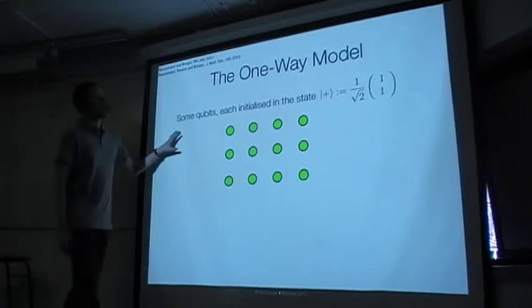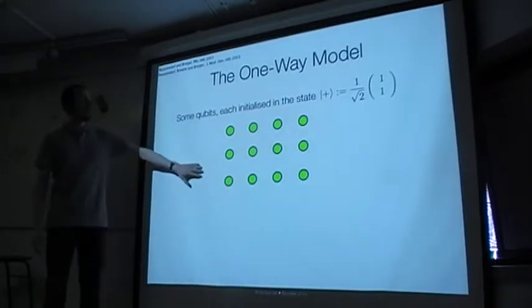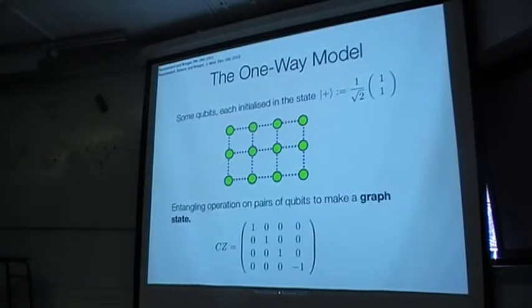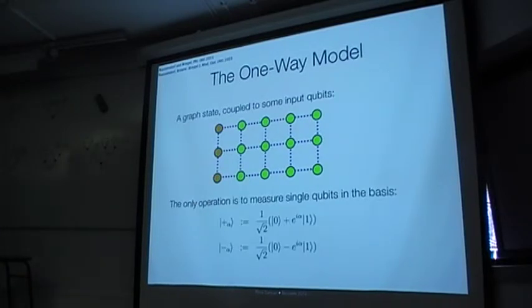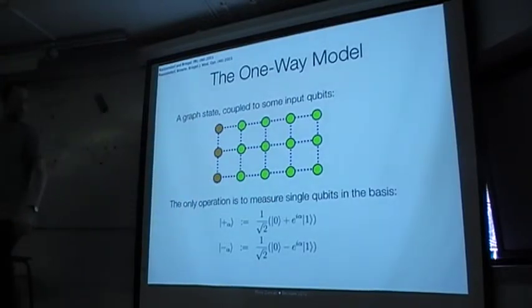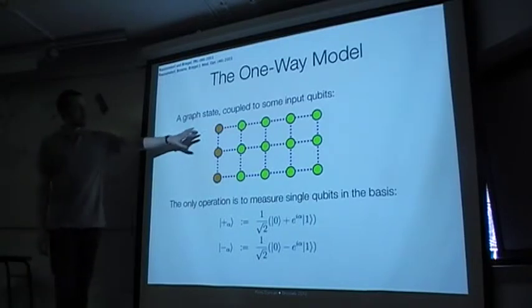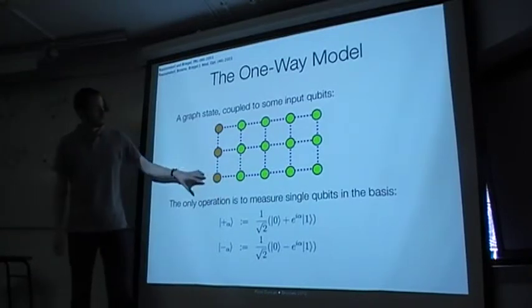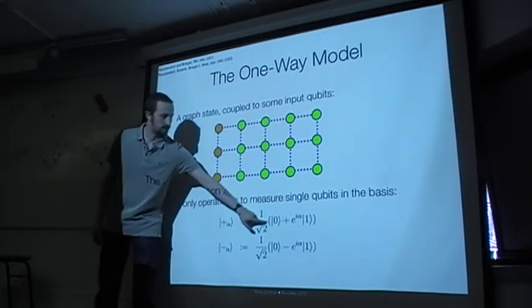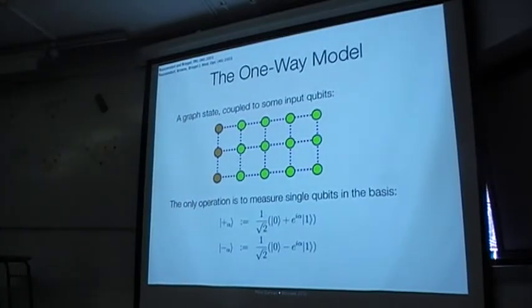You have some large array of qubits initialized in this plus state, and then you apply CZ operations to entangle them all in some specified graph. Now, since we want to have an input, we'll have also some input qubits, which will again be coupled into the graph with CZ. And then all that happens, now that we've created this big entangled state, is we do single-qubit measurements in this basis. So this is just a rotated Z basis.